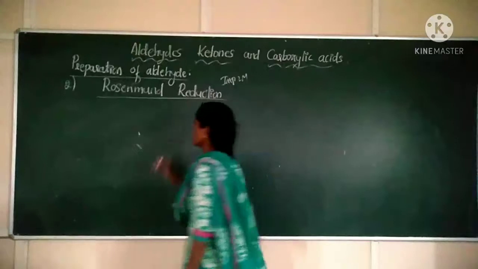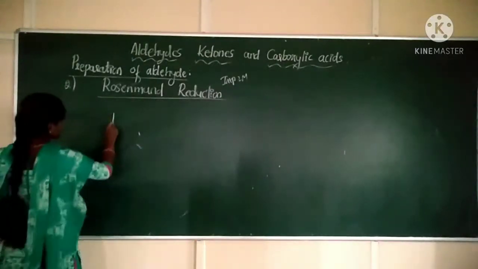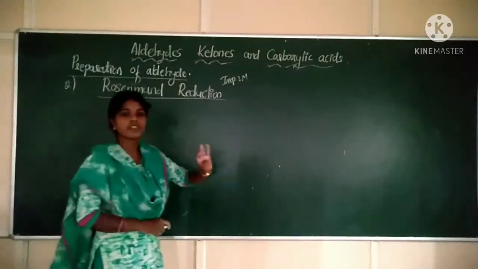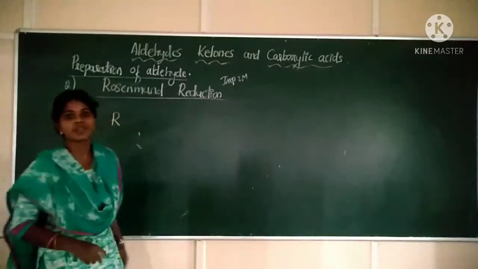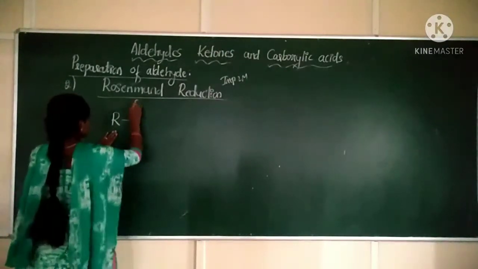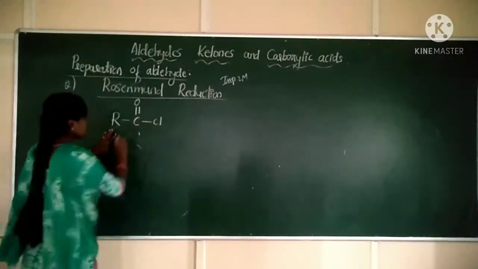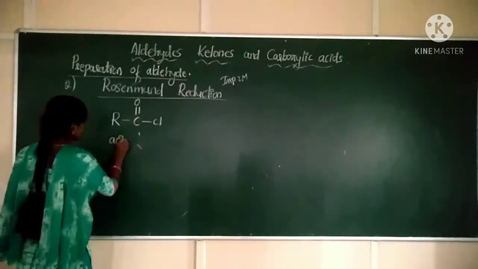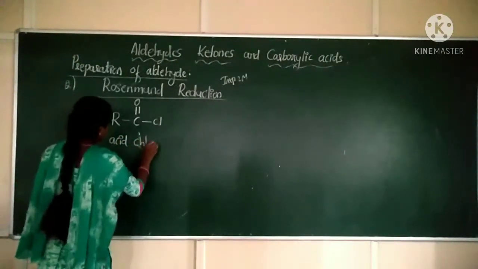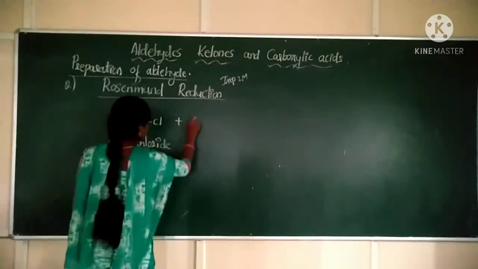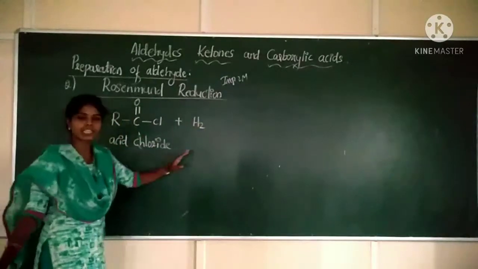So what is the Rosenmund reaction? Rosenmund is the name of a chemist. These are name reactions. Stephen reaction, Rosenmund reaction are name reactions. So R C double bond O Cl. What is it? Acid halide, correct? Acid chloride, correct? So acid chloride reacts with what? Hydrogen.